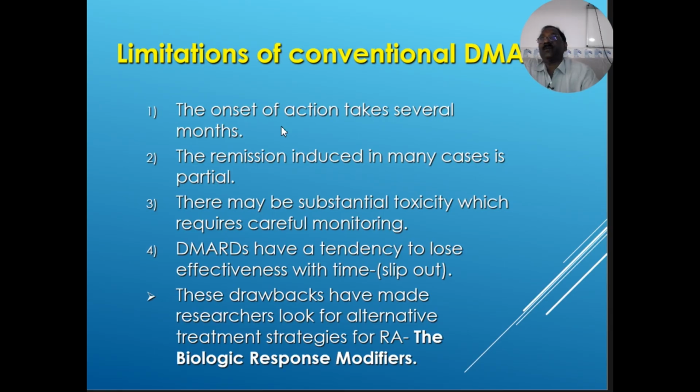Adiponectin. All others are bad. Adiponectin is good, but unfortunately Indians have low adiponectin levels. Unfortunately Indians have low HDL levels. So because of the low HDL levels and low adiponectin levels, we are at risk of getting ischemic heart diseases much earlier. So for all these things, obesity is very important. So that is called leptin resistance. The body has a tendency to lose effectiveness with time, it slips out.